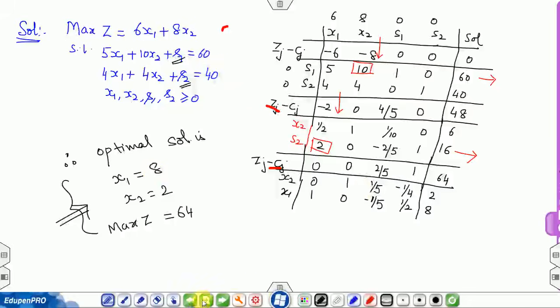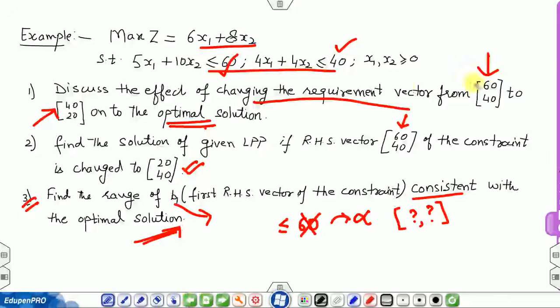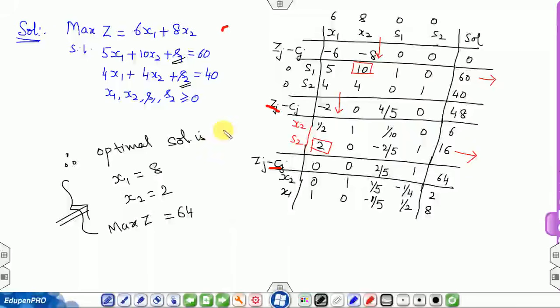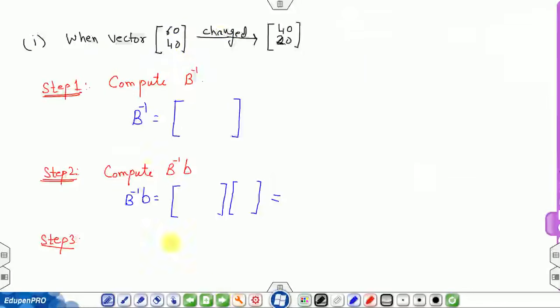Now the first part says that if you replace this 60 40 with 40 20, means if you replace 60 with 40 and 40 with 20, can this 8 and 2 and objective function 64 still be the optimal solution or not? That's the question that arises. Basically, in the three steps, you first find the value of B inverse b. So the first part is when you replace the values 60 40 with 40 20. So what is B inverse b?